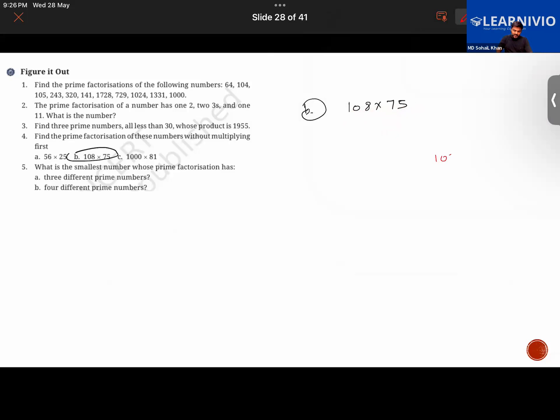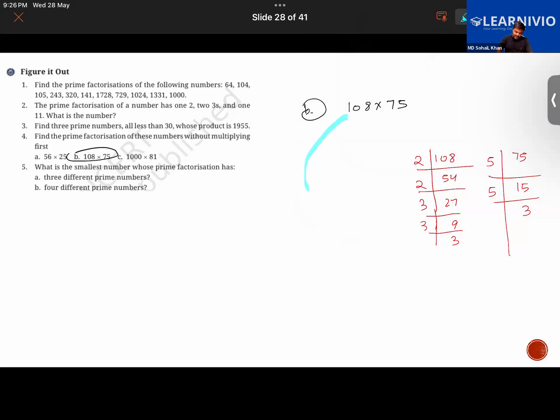So for 108, I can do the prime factorization now, right? 2 27s are 54, 3 9s are 27, and then 3 3s are 9. And for 75, it will be 5 15s, and 15 is 5 times 3. So further, I can write 108 as 2 times 2 multiplied by 3 times 3 times 3, like this.